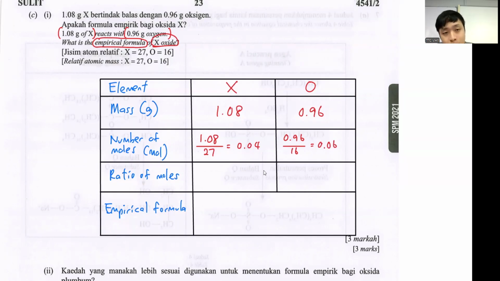Then remember what you do? Divide by the smallest number. So you see that 0.04 is smaller than 0.06. So both divide by 0.04. So you get 1.5 for the O. With 1.5, it means you have to get one more column.